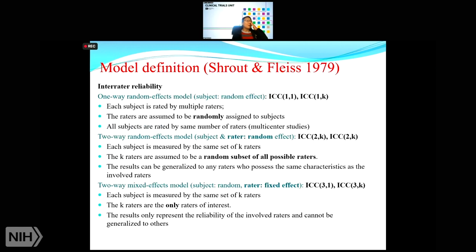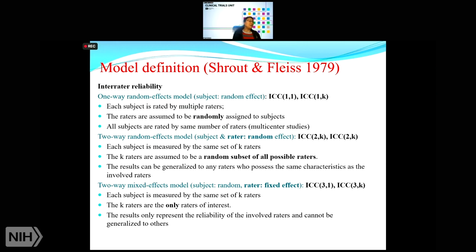The model definition is based on experimental design. In experimental design, if each subject is rated by multiple readers, the readers are seen to be randomly assigned to subjects, and all subjects are rated by the same number of readers, then the one-way random model should be used. In an experiment, if each subject is measured by the same set of readers and the readers are seen to be a random subset of all possible readers, then the two-way random model should be used. The results from this kind of experiment can be generalized to any readers who possess the same characteristics as the involved readers.